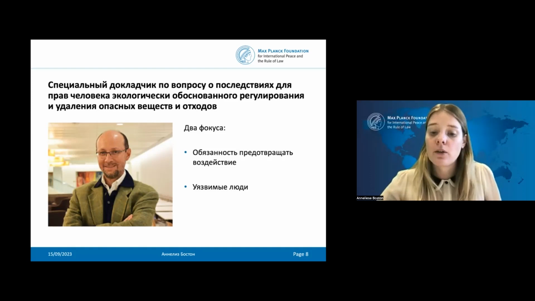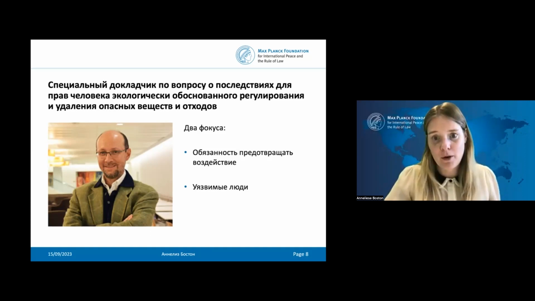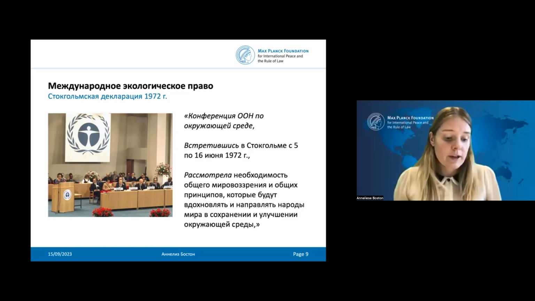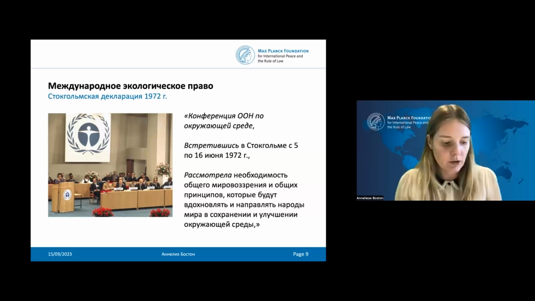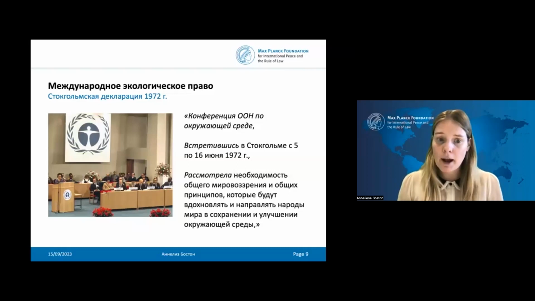But obviously, the framework around environmental law is larger than that, and I'm going to give you a brief explanation of this framework. So the first treaty focusing on the environment was the Stockholm Declaration of 1972. In the late 60s, there was an idea to have a UN conference focusing on human interactions with the environment. This conference was convened in Stockholm in June 1972. It was attended by 114 countries. It was called the Conference on the Human Environment.